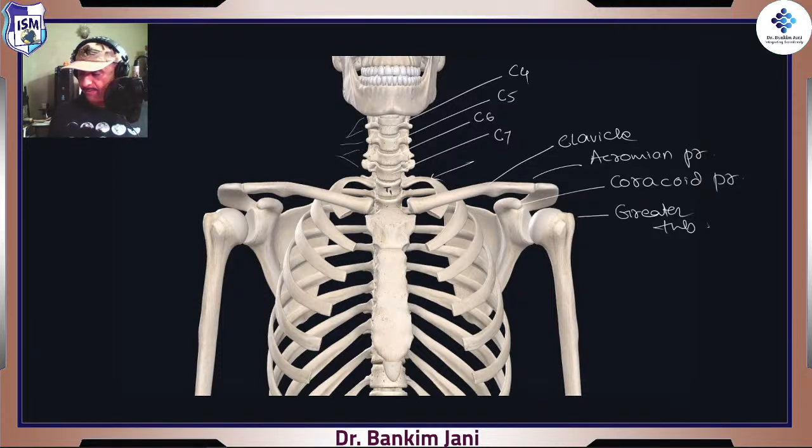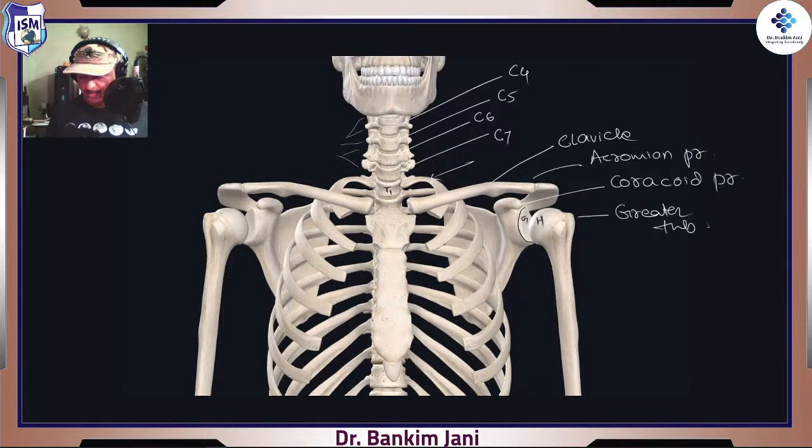And here we can see the glenoidal cavity, which is shallow. Right from the beginning we have been saying that in case of upper limb, mobility is more important as compared to stability. That's why here is the shallow glenoid against the big head of humerus, so that a large amount of movement is possible.